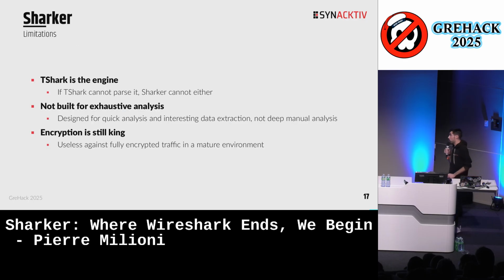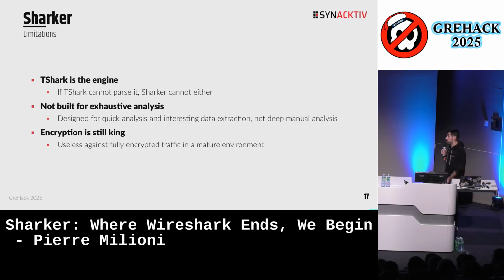Now, on to limitations. Basically, Sharker highly relies on T-Shark. So if T-Shark cannot parse a packet, Sharker won't be able to do anything about it. It's definitely not built for exhaustive analysis, meaning that if you really want to dig deep into a capture, you're better off using Wireshark manually.